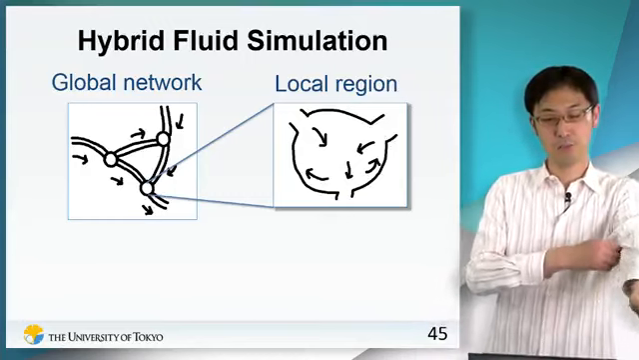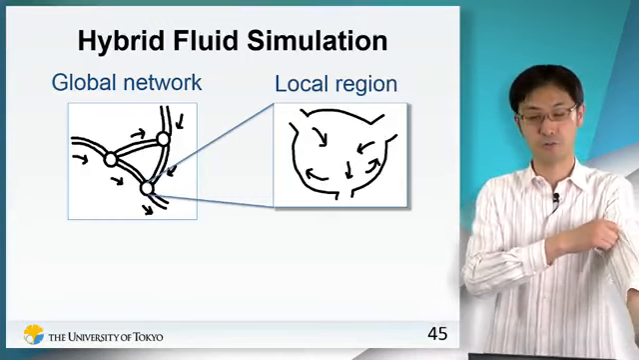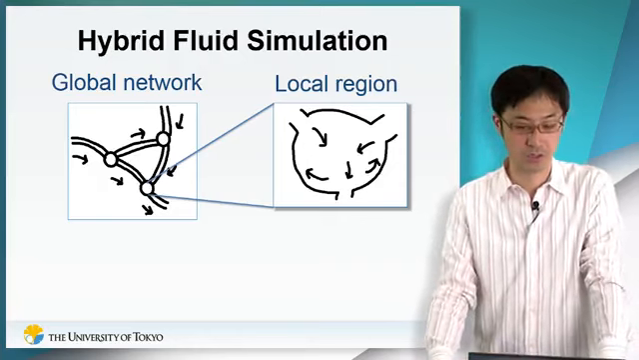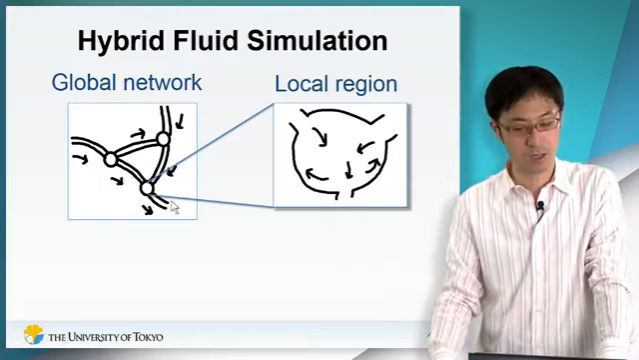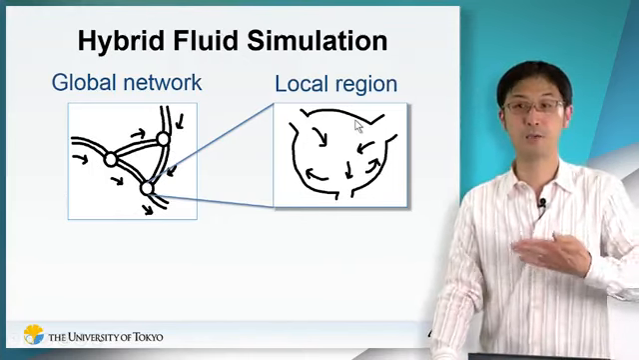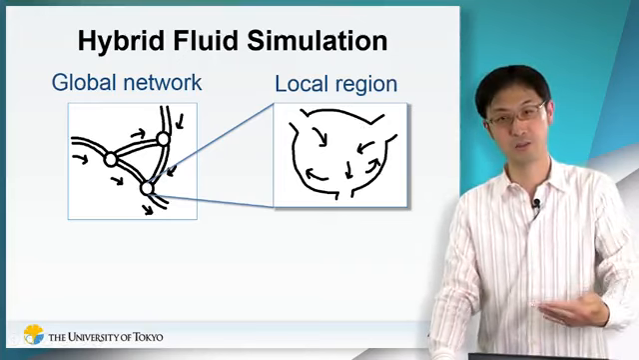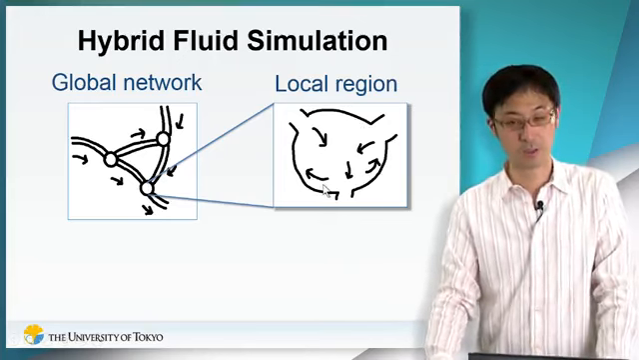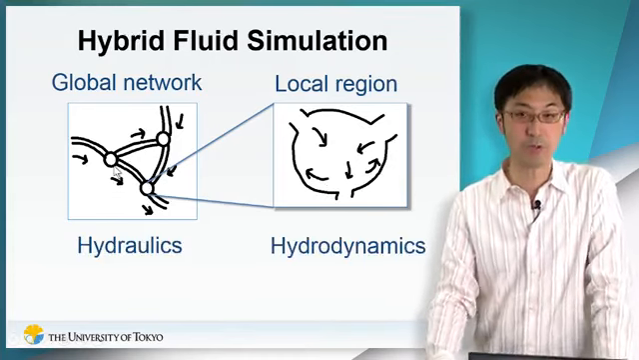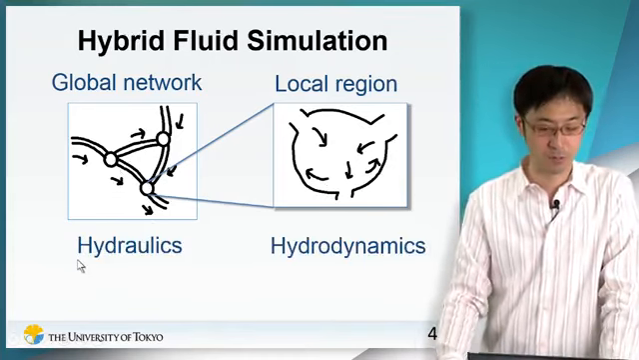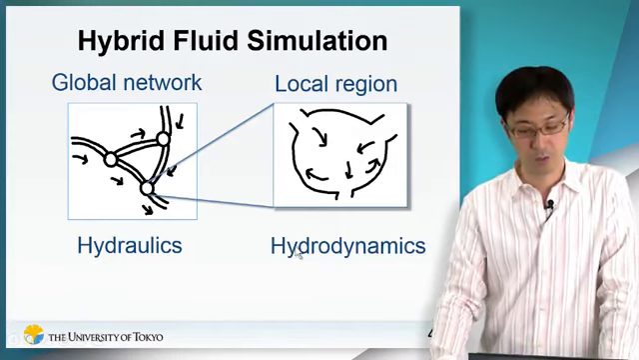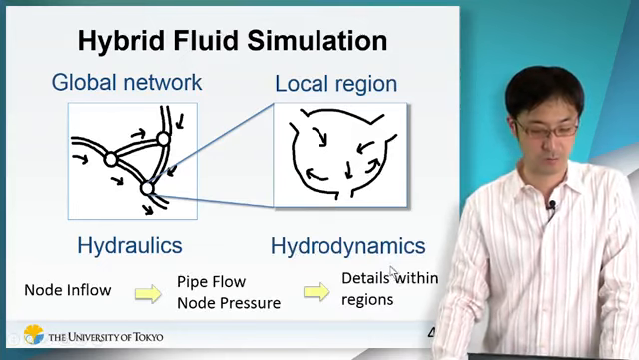And so now let me describe the algorithm briefly. What we use is a hybrid fluid simulation system. So the user draws a global network with local regions, and we apply different simulation algorithms for different scales, because a single scale simulation can be very slow. So for global network simulation, we use simple hydraulic simulation. And then for each individual local region, we use hydrodynamic simulations.